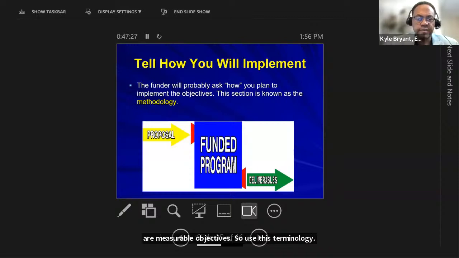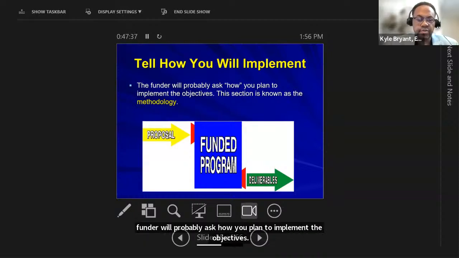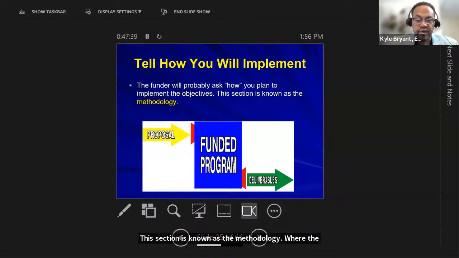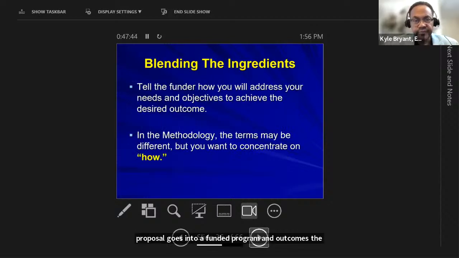Also tell how you'll implement your project. The funder will probably ask how you plan to implement the objectives. This section is known as the methodology, where the proposal goes into a funded program and out comes the deliverables. Continuing with the recipe theme, blending the ingredients. Tell the funder how you'll address your needs and objectives to achieve the desired outcome. In the methodology, the terms may be different, but you always want to concentrate on the how.